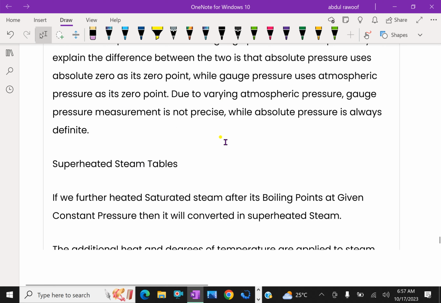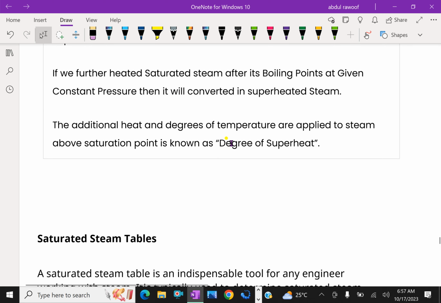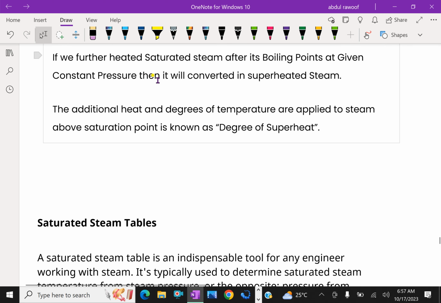Next one, the superheated steam table. If we further heat saturated steam after its boiling point at a given constant pressure, it will be converted to superheated steam. The additional heat, in degrees of temperature applied to steam above the saturation point, is known as the degree of superheat.